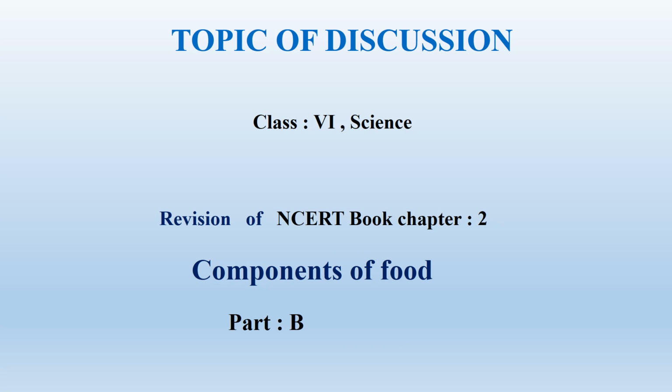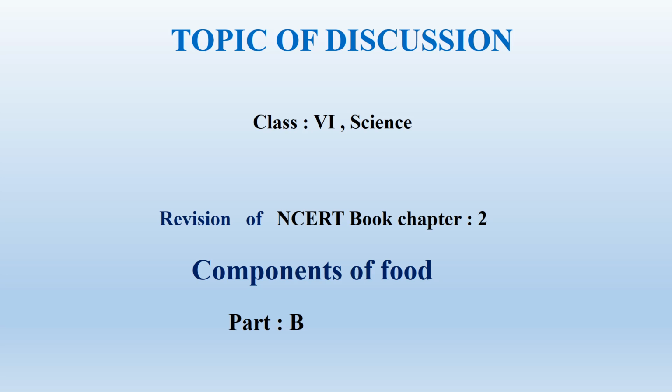Let's begin with the components of food. We have already discussed the 5 components of food. Mainly in the previous class we discussed carbohydrates, their source and function, and also how to test for carbohydrate in food. How can you test whether carbohydrate is present in food or not?